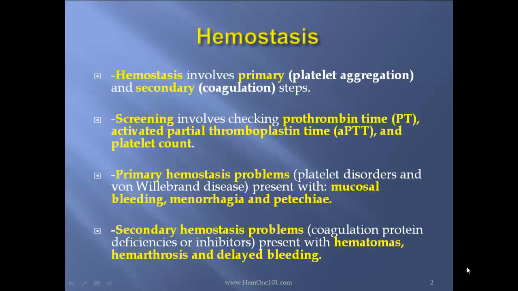Hemostasis involves either primary or secondary steps, primary being platelet aggregation, secondary being the coagulation. Screening involves checking prothrombin time, activated partial thromboplastin time, and platelet count. That's simple. Primary hemostasis problems, which are related to platelet disorders and von Willebrand disease, present with mucosal bleeding, menorrhagia, and petechiae. Secondary hemostasis problems, such as coagulation protein deficiencies or inhibitors, present with hematomas, hemarthrosis, and delayed bleeding, generally speaking.